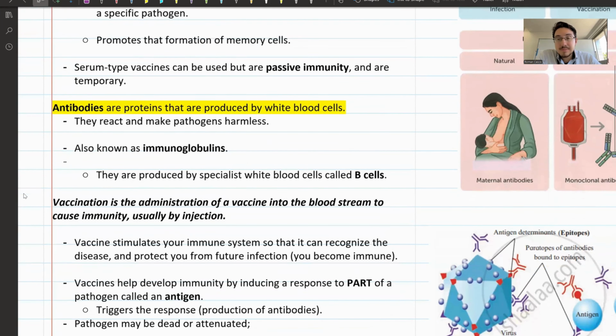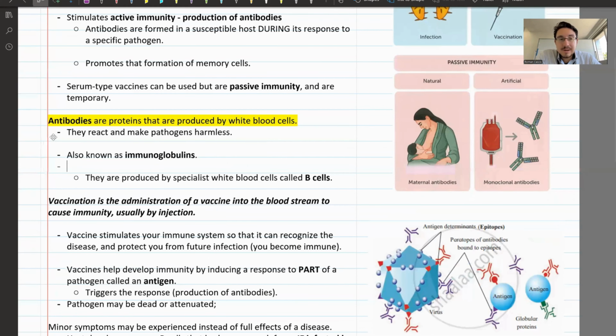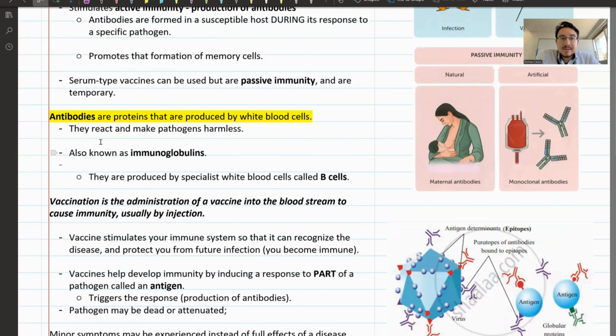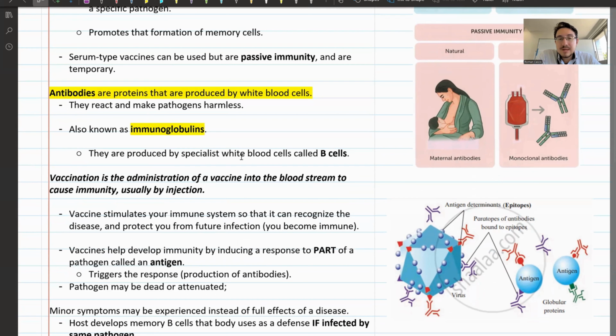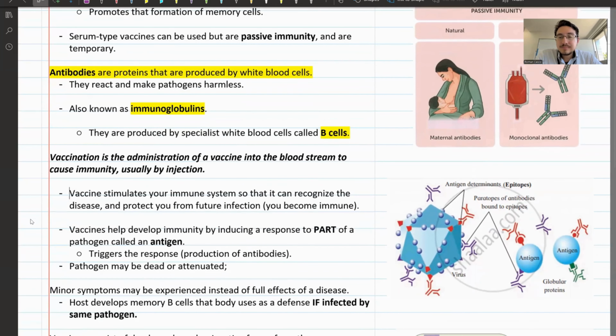Essentially, like I was mentioning, these antibodies can bind to pathogens and make them harmless. They're also known as immunoglobulins, which you've probably heard. This is the scientific term for antibodies. They're produced by a specific type of white blood cells referred to as B cells. Memory B cells.